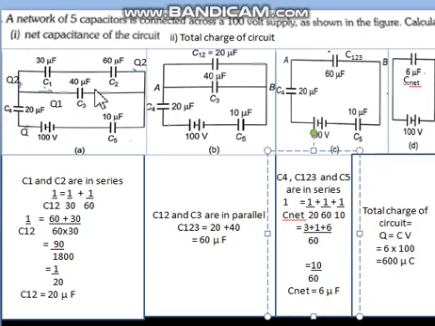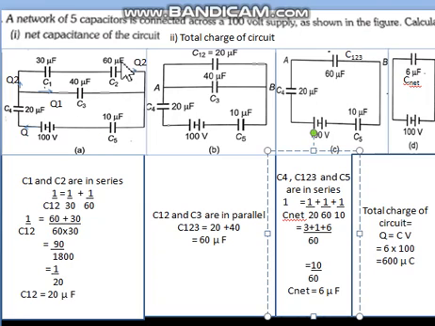Here we have one more question related to network of capacitors. You can see in this circuit, a network of 5 capacitors is connected with a battery of 100 volt. Search the battery. You can identify the battery with the help of one bigger terminal and one smaller terminal, or simply the value written in voltage. So this is the battery and all these are capacitors.